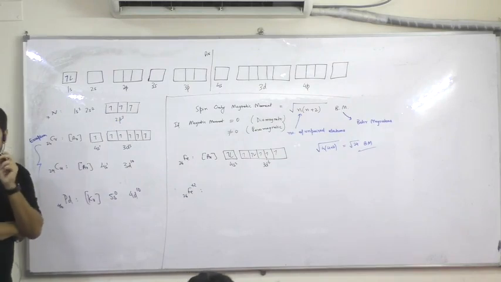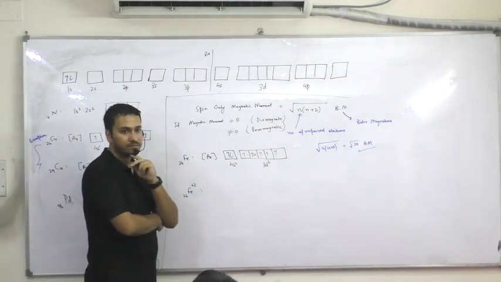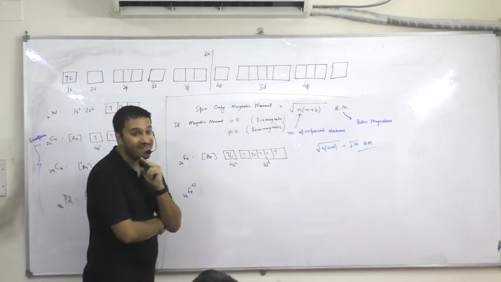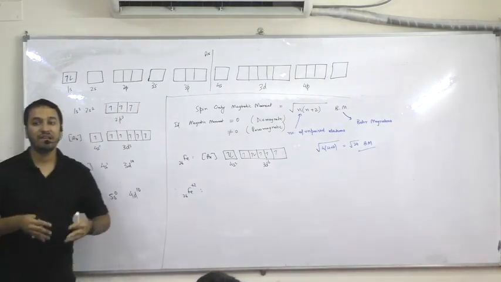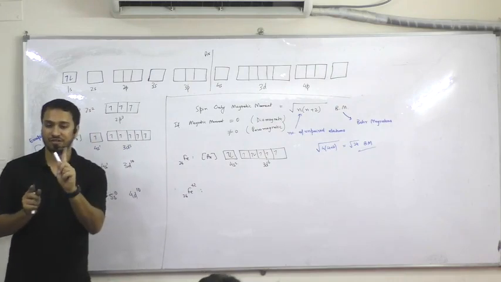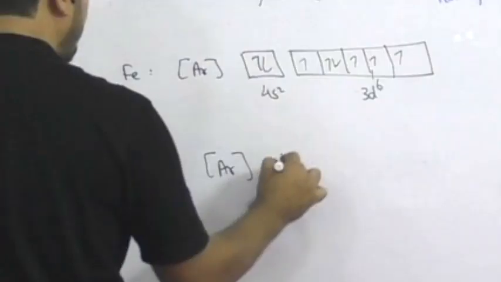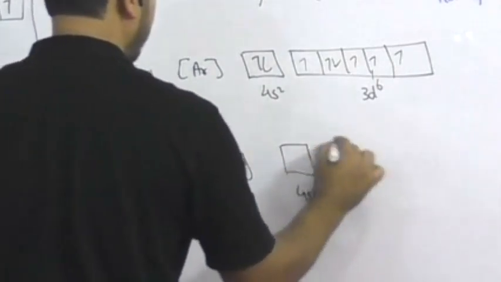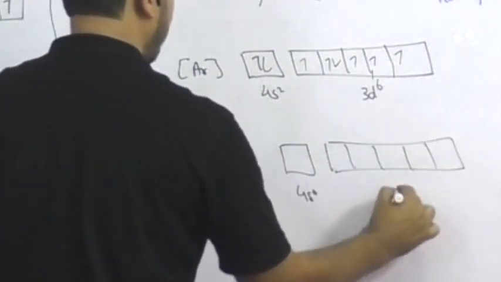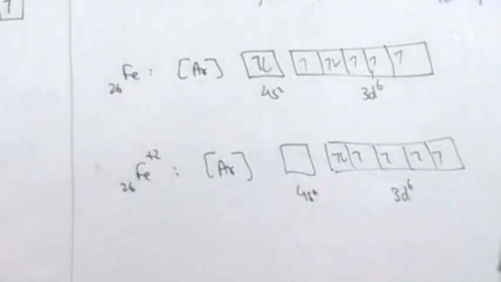ठीक है, I have to remove 2 electrons from iron. क्यों सेम रहेगा बताओ? कौन सा 2 इलेक्ट्रॉन जाएगा? हाँ, नहीं, that's the point here. When electrons are lost from an atom, they leave from the outermost orbit first. So Fe plus 2 is argon 4s0 and 3d6.